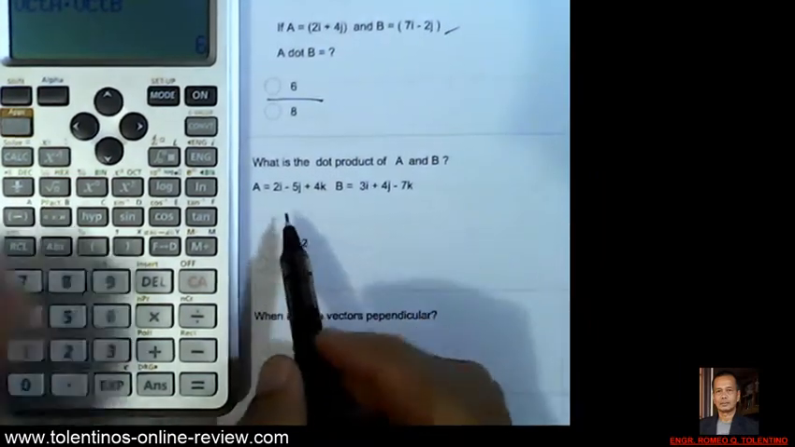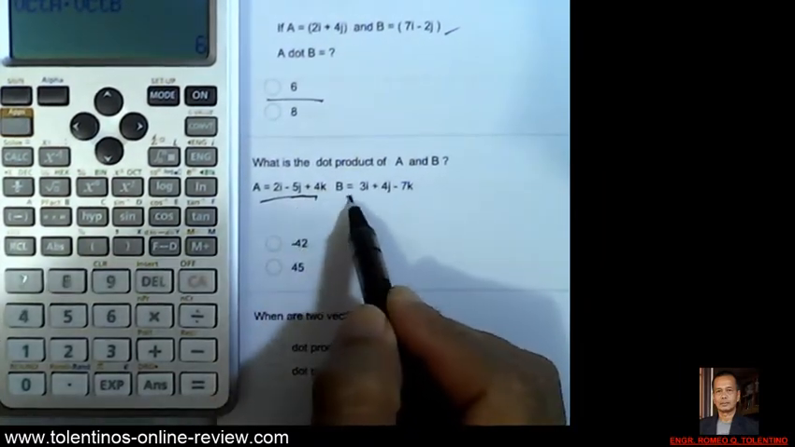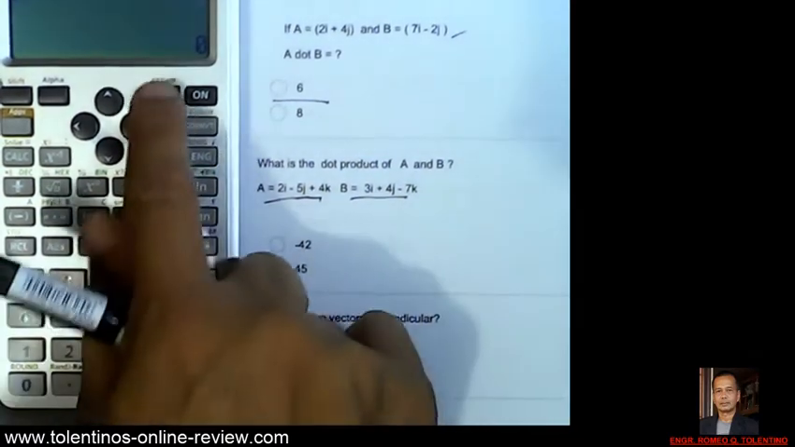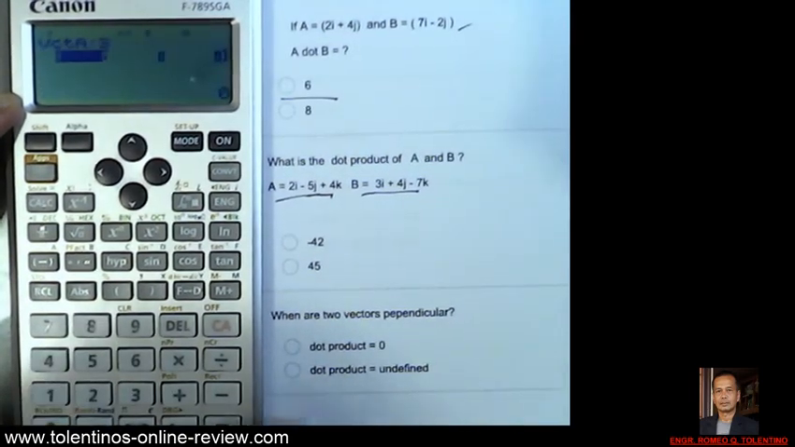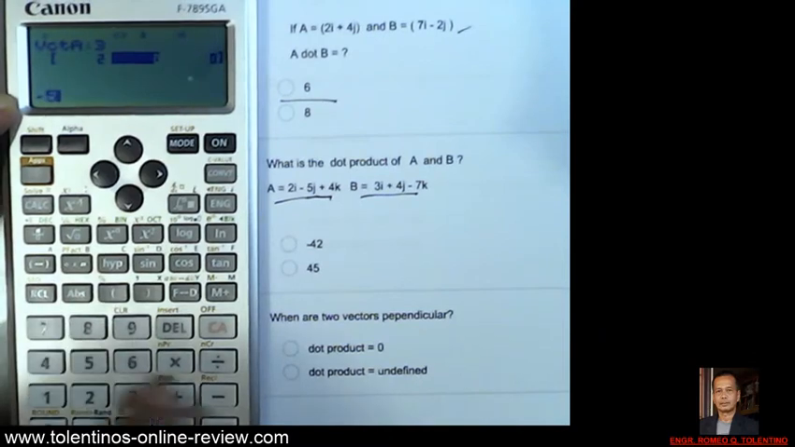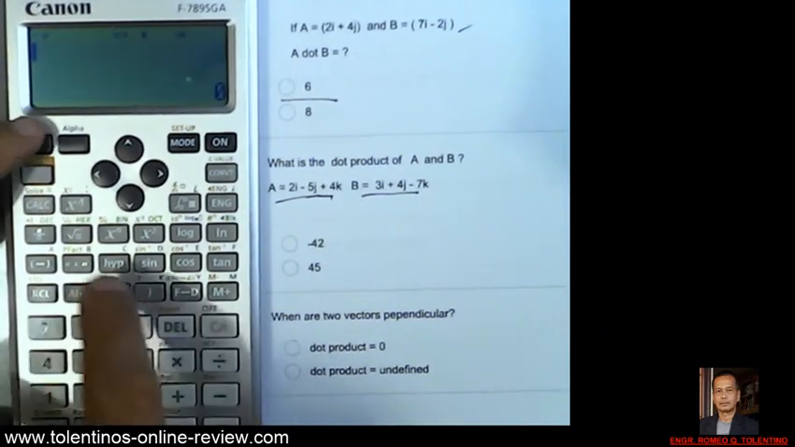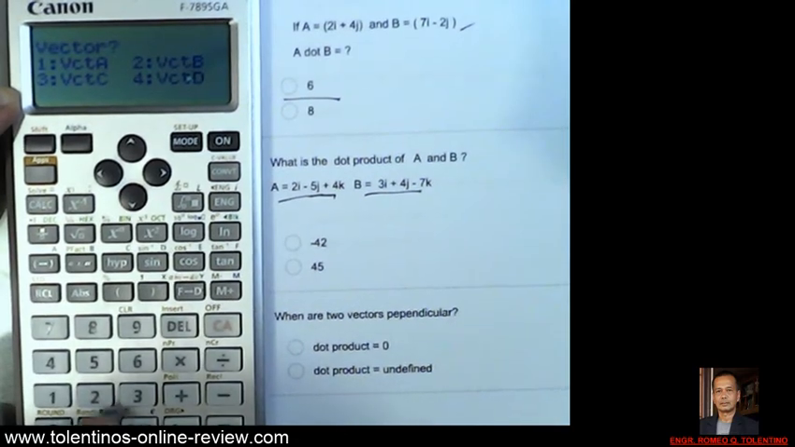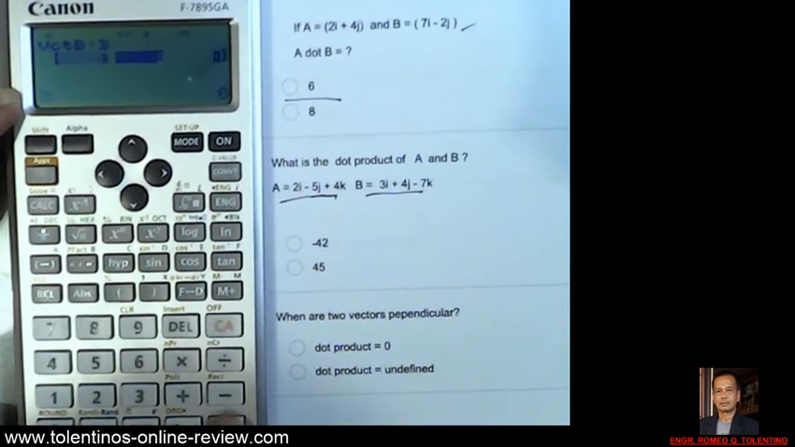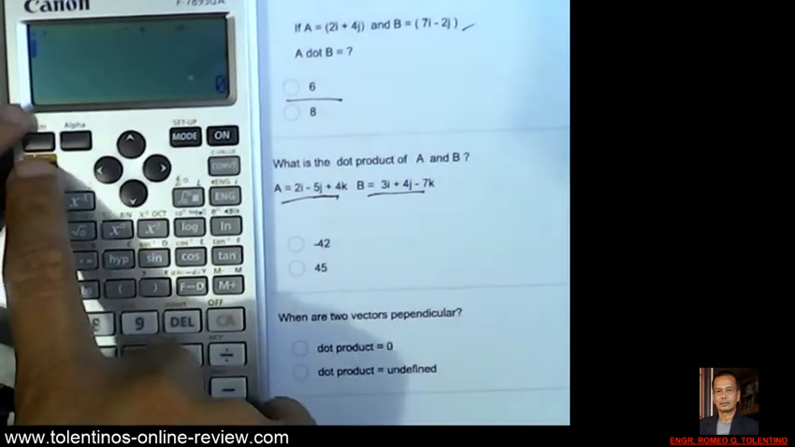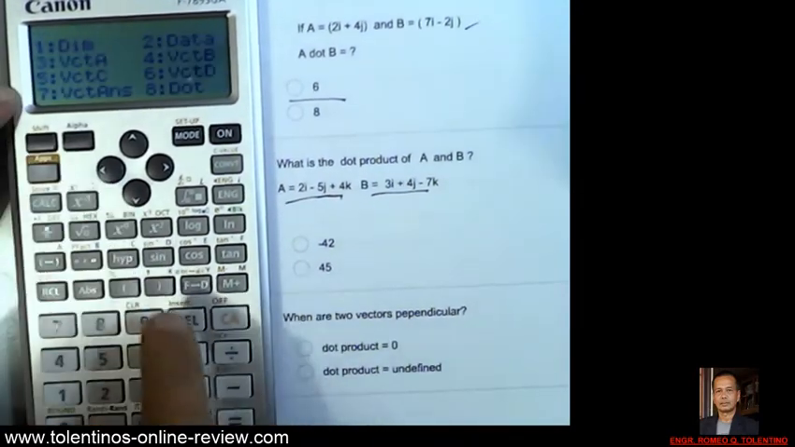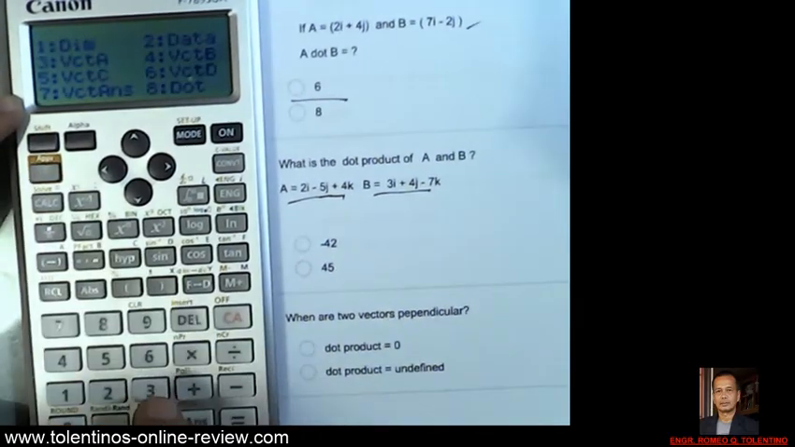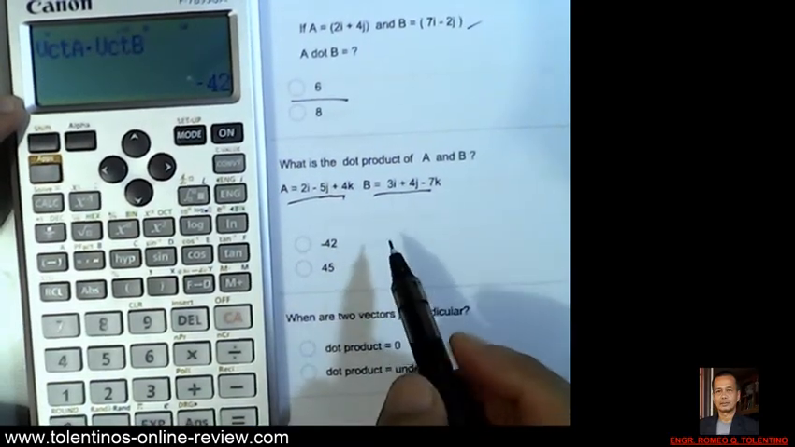Here, what is the dot product? 2i minus 5j at saka 3i plus 4j minus 7. Okay, again, you have mode 8.1.1. You have 2, negative 5, and 4. And then shift apps dimension number 2, 1, you have 3, 4, and negative 7. And then shift apps 3, shift apps, hanapin mo yung dot, number 8, shift apps 4, the answer is negative 42.